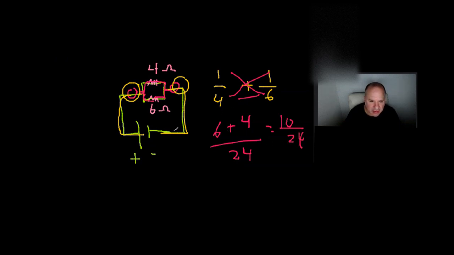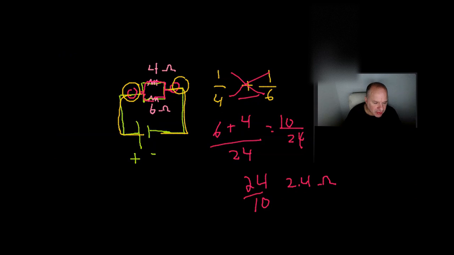So that's how we start. So let's add those fractions together. So we cross multiply: 6 times 1, 6, 1 times 4, 4, 6 and 4 is 10, 4 times 6, 24, 10 over 24. Now you have to flip it, and then 24 divided by 10 is 2.4. So your resistance is 2.4 ohms.